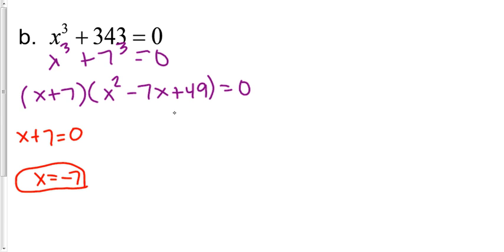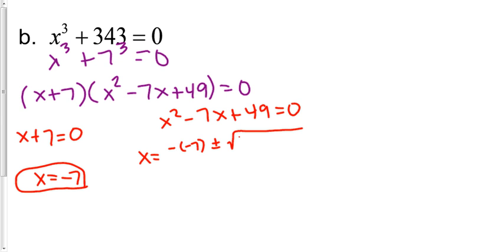Over here, I'm going to need to use a different method to solve. And the one that I like to use if I'm solving a quadratic that doesn't factor is the quadratic formula. So let's go ahead and do that. Our solutions are equal to negative b, that would be negative 7, plus or minus the square root of b squared minus 4 times a times c. And of course, we've got negative 7 for b, 1 for a, and 49 for c. And all of that's divided by 2 times a, so 2 times 1.